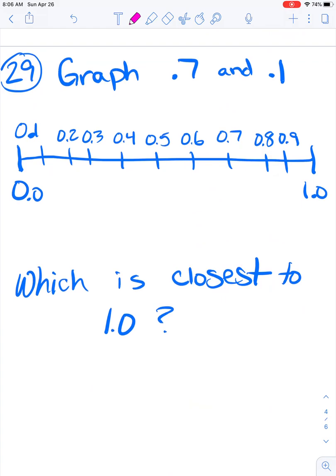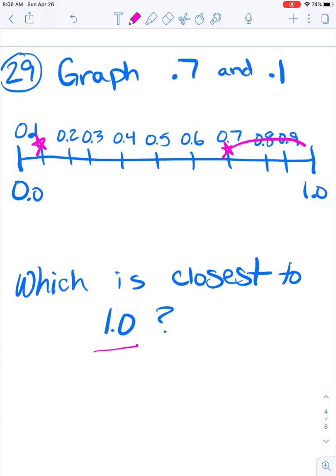All right, on 29, we're going to graph 7 tenths and 1 tenth. So I have 1 tenth right here. That's where I would graph 1 tenth. And I have 7 tenths right there. That's where I would graph them.